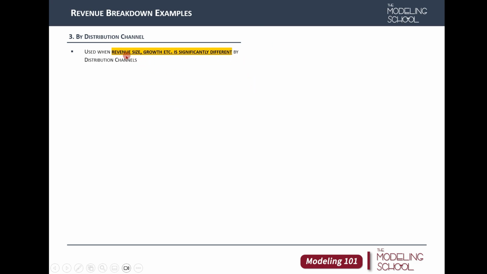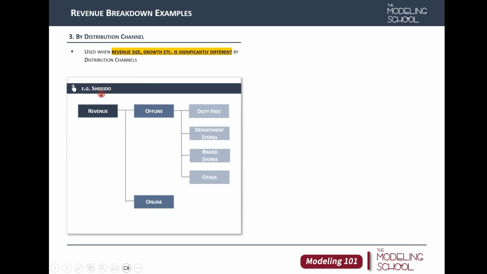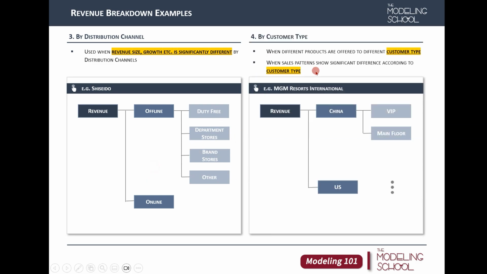Also, for some companies, the distribution channels are very important. For example, the Japanese skincare company called Shiseido splits revenue by distribution channel, by sales channel, and the big breakdown is by offline channels and online channels, and they go further on to splitting to duty-free, department stores, brand stores, and other offline channels. And of course, by customer type as well.